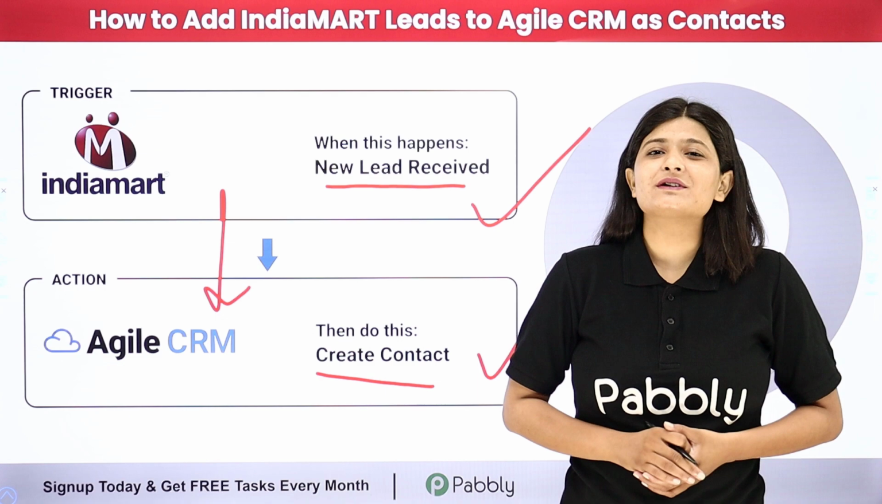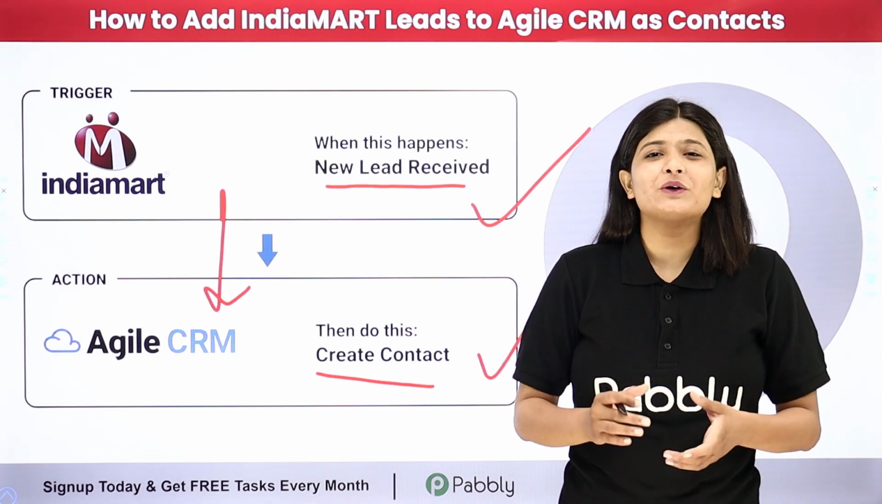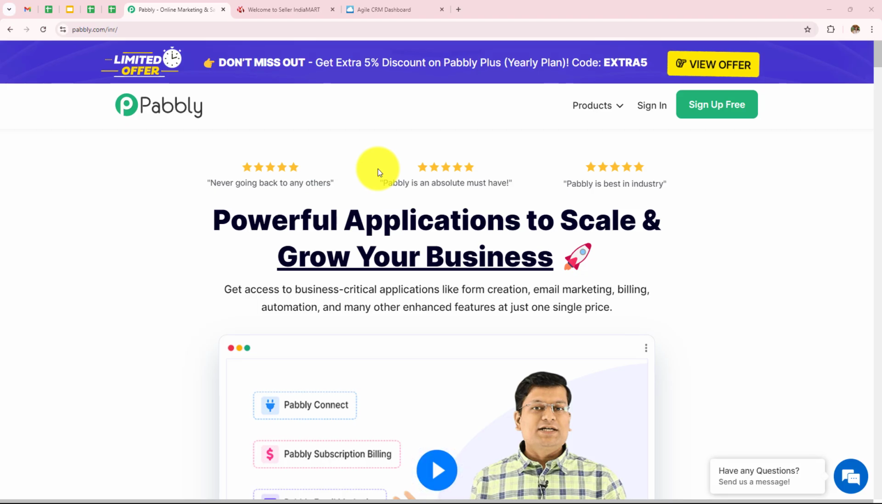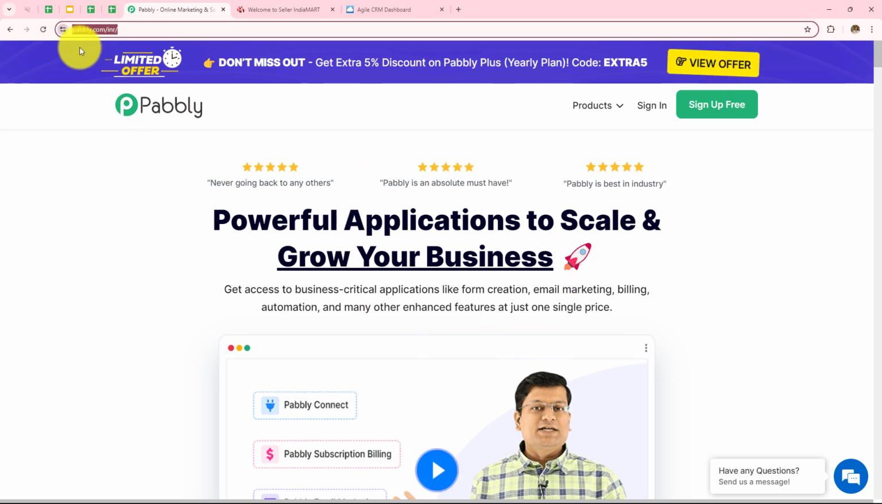If you want to learn this amazing automation step by step, let me take you all to my screen. In this video, we are going to learn how to add IndiaMART leads to Agile CRM as contacts. For this, we are going to create automation between IndiaMART and Agile CRM with the help of Pabbly Connect. So this is the landing page of Pabbly, and you can visit this simply by typing pabbly.com/connect in your browser.